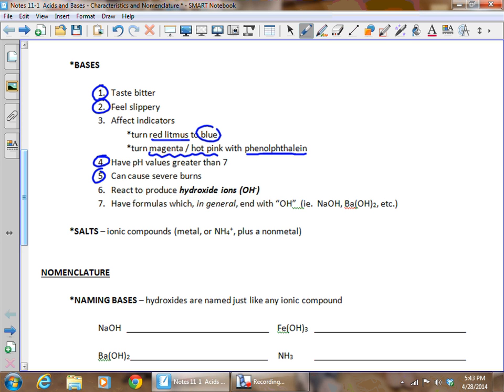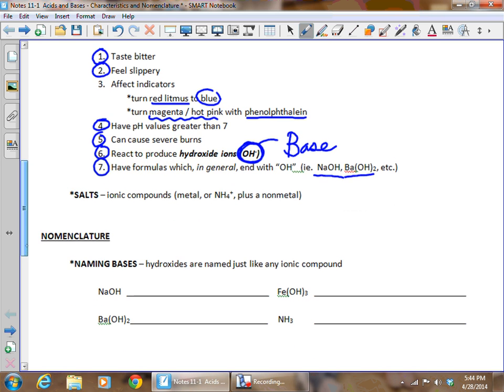Bases react to produce hydroxide ions, whereas when you think of an acid, you should think of hydrogen ions. When you think of a base, you should think of hydroxide ions. If it doesn't have hydroxide ions in it, it is not a base. So the big characteristic for bases: they have formulas which in general end with OH, NaOH, Ba(OH)2, etc. So those are some indications that you're dealing with a base.